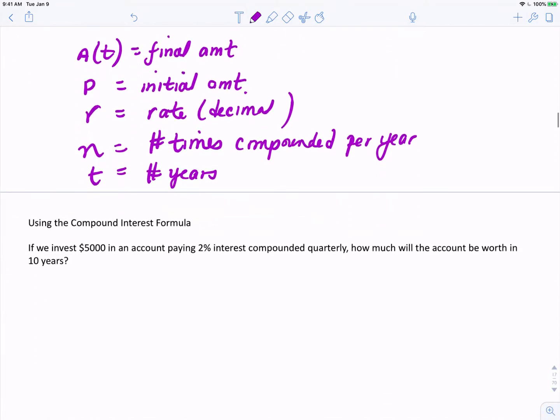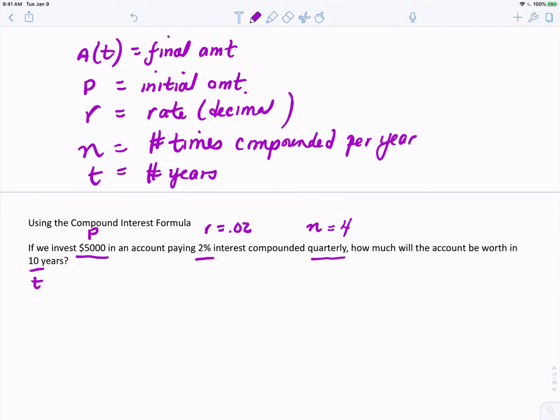So let's take a look at an example. If we invest $5,000 in an account paying 2% interest compounded quarterly, how much will the account be worth in 10 years? So when we see this word quarterly, that tells us that N is equal to 4 because there's 4 quarters in a year. Here we have our interest rate. As a decimal, 2% is going to be 0.02. 5,000 is our starting amount. That's what we'll put in for P. And our time is 10 years.